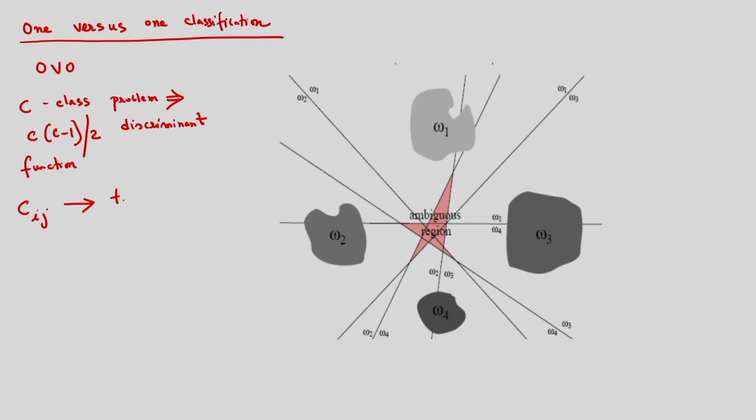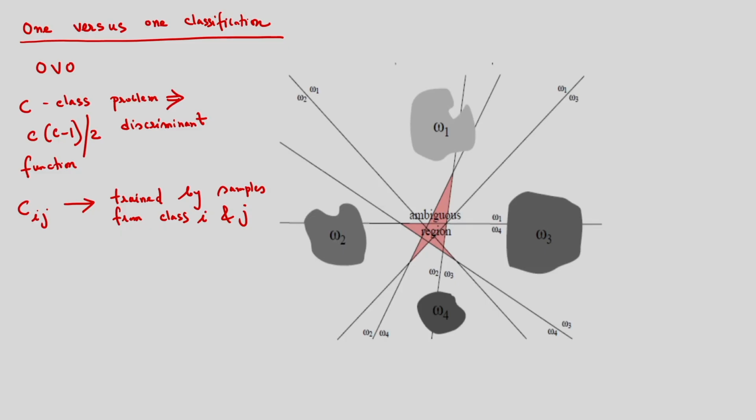It is trained by samples from classes i and j, containing positive and negative samples respectively. For i it is the positive sample, for j it is the negative sample. Whenever the decision function value for a test sample is positive from the discriminant function Cij, the vote for the class i is incremented by 1.